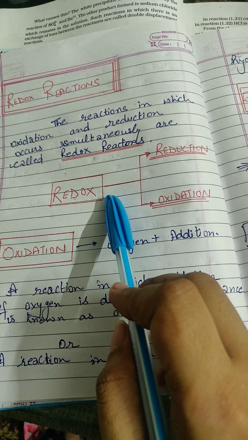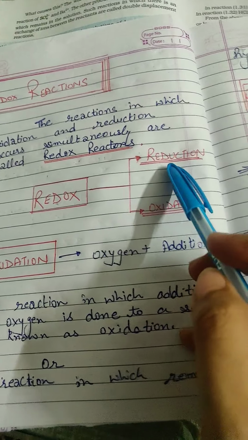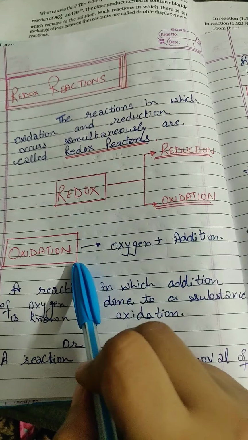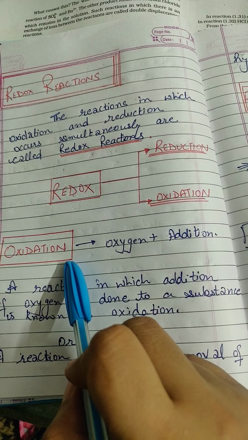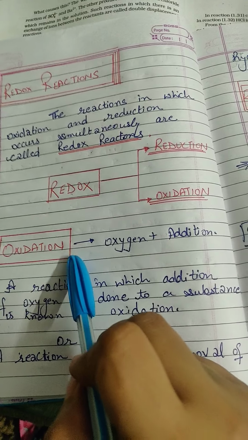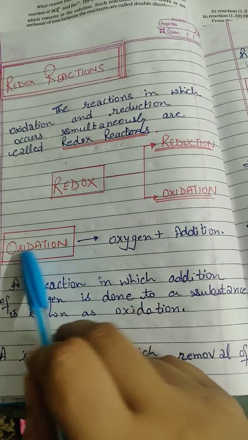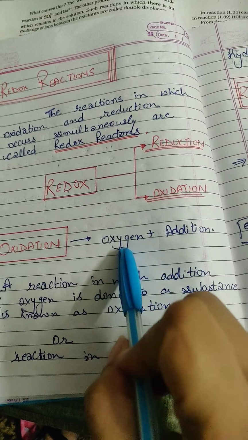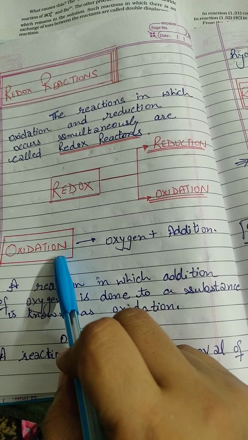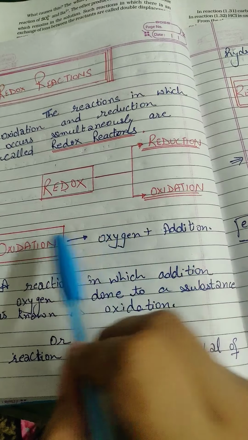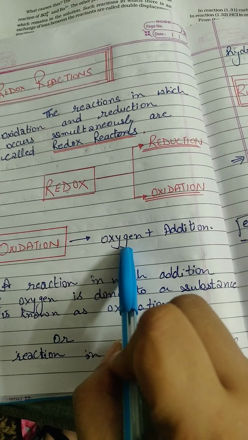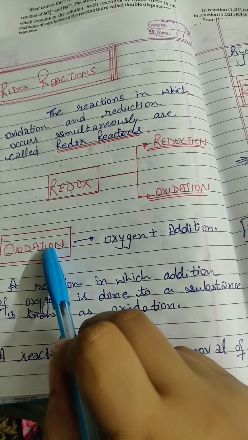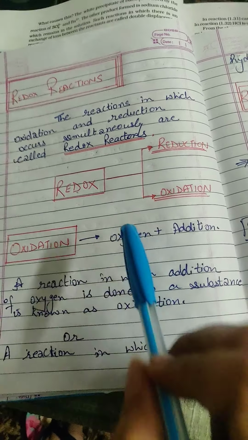To understand redox reactions, we must know what reduction and oxidation are. Now let's study oxidation first. As it is clear from the word oxidation, it is addition of oxygen. This word is made up of two parts: oxy means oxygen and dation means addition. So oxidation is addition of oxygen.